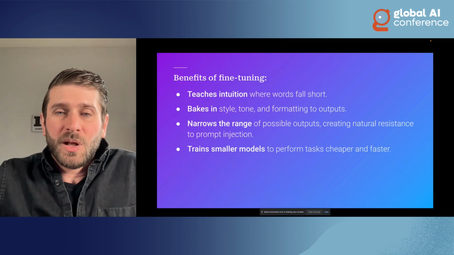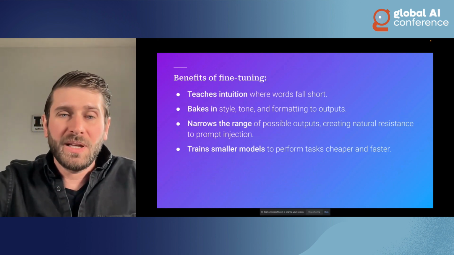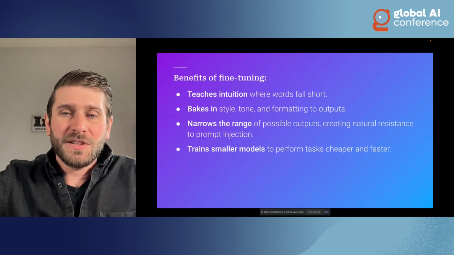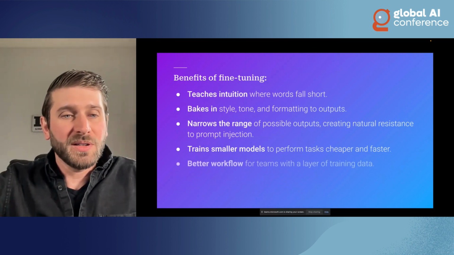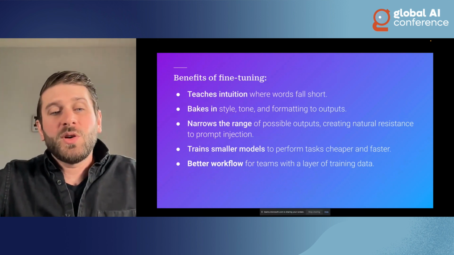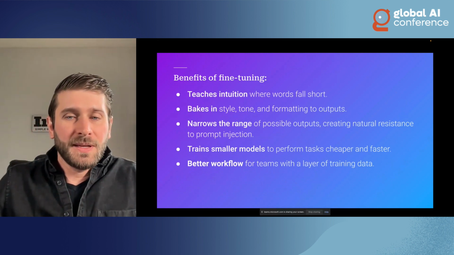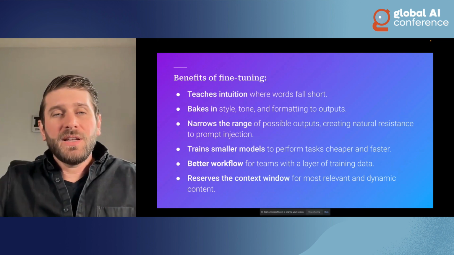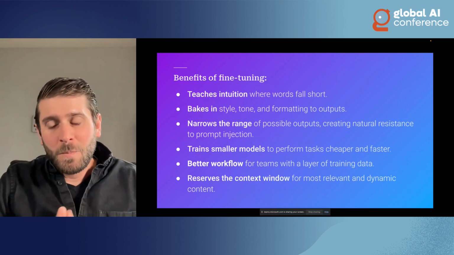You can also train smaller models to perform tasks cheaper and faster, which is really important because as models get bigger, they're also getting slower and more expensive. And so as we look at optimization, speed and cost are very important, especially at volume. And then I would argue that fine tuning is also a better workflow for teams because it provides us a layer of training data to work with, which I'll show you in a minute. And finally, fine tuning reserves your context window for the most relevant and dynamic content.